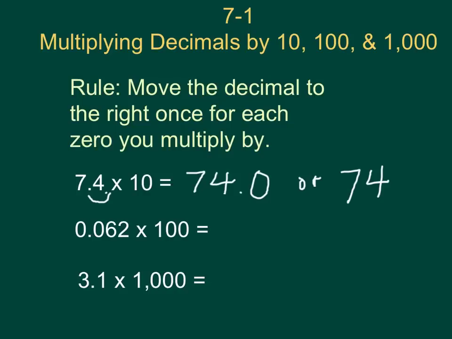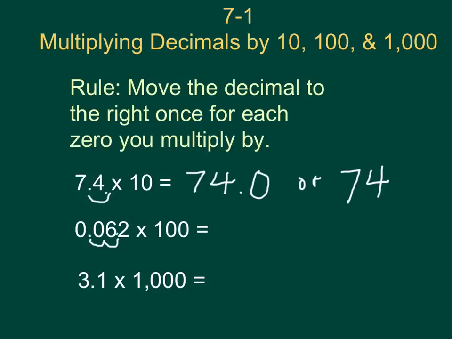In our second example, we have 62 thousandths times 100. And again, we're going to use the zeros that are in the 10, 100, or 1000 to determine how many places to the right we move our decimal. So if you'll look here, we've got 1, 2. So we take our decimal and we're going to move it 1 and 2. So it looks like it's going to end up between the 6 and the 2. 1, 2, and it should fit right in there.